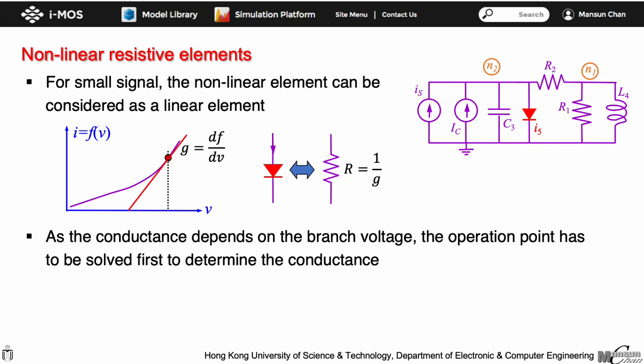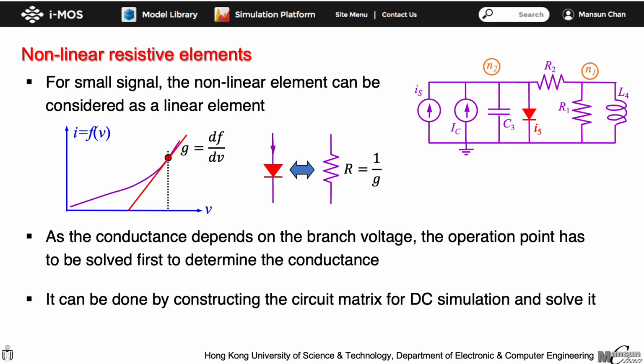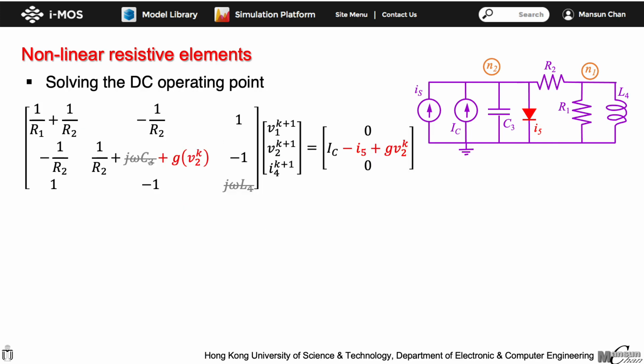To do that, we have to construct the circuit matrix for DC simulation and solve for the biasing point first. When we are solving for the DC solution, we should avoid inconsistency between the matrix for the DC solution and the one for frequency domain simulation. Such inconsistency can arise, for example, due to the possible different implementations of the inductor. To do that, we will start with the matrix for frequency domain simulation and modify it to form the matrix for DC solution.